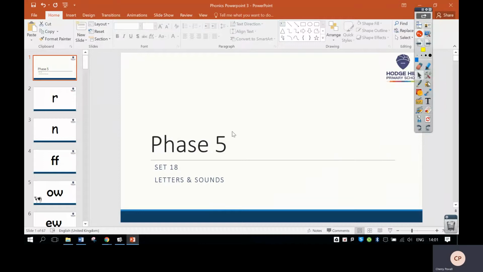Okay, what we're going to start off with is going through the sounds that we already know. Now, this is a little bit different to how you do it at school because you are at home and you are watching a video, but I still want you to be paying attention and joining in. Right, let's go through the sounds. Join in with me.